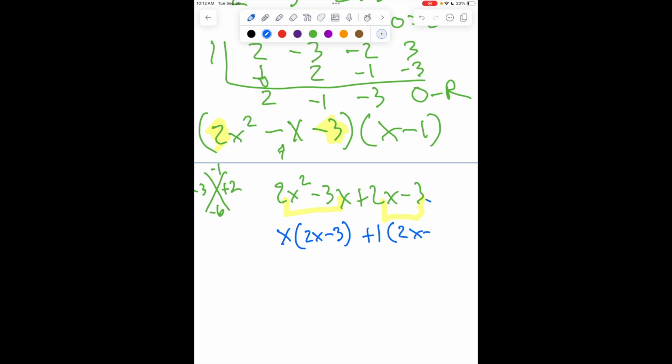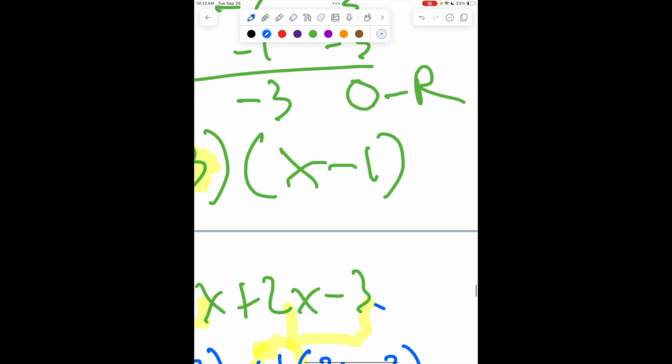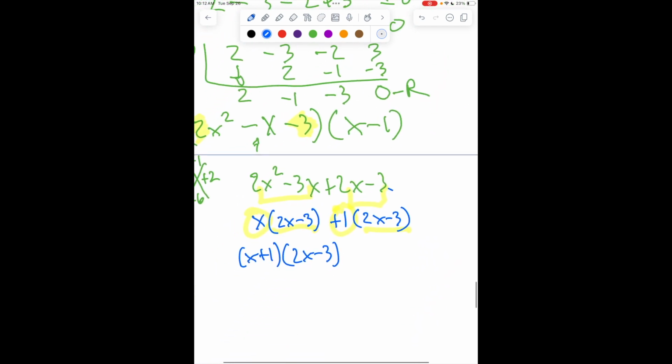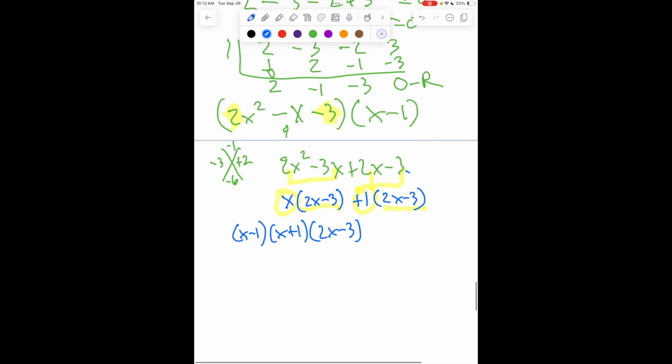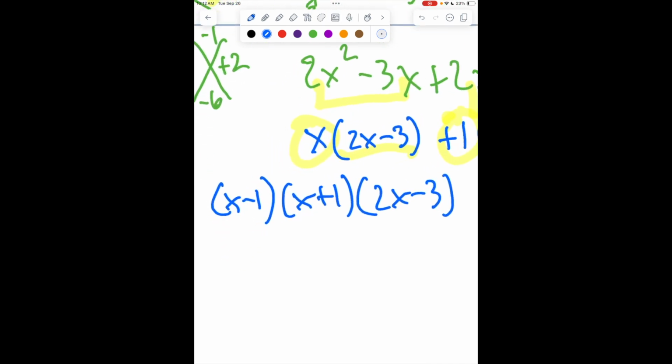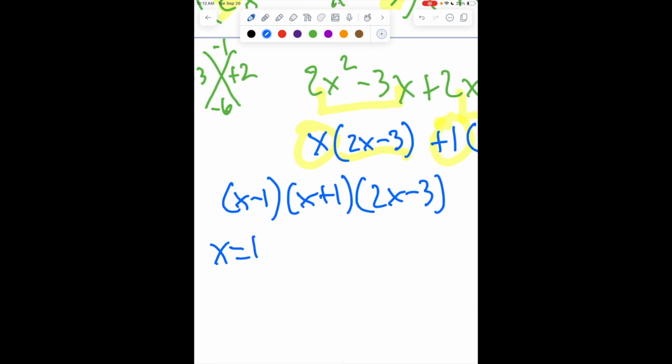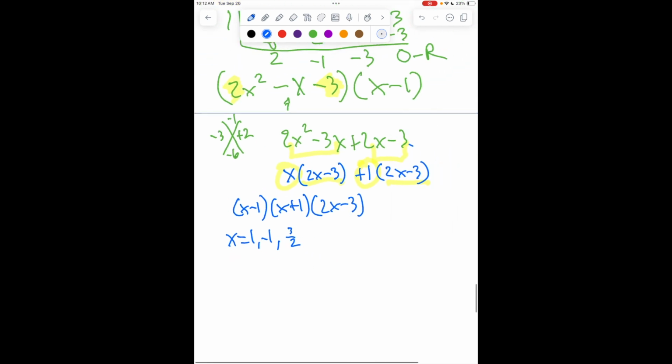That doesn't really change anything, right? And now, because these two are the same, I can go ahead and combine these two together. So I can get x plus 1 times 2x minus 3. And then don't forget, we initially had the x minus 1 as well. So this would be my factored form for the problem. And then again, if I was looking for zeros, I would say 1, negative 1, and positive 3 over 2, or 1.5.